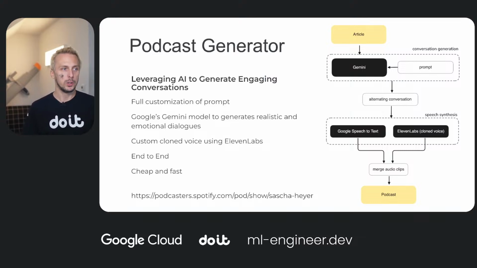So we'll see how this works. And with that, as I said, it's not a lot of tooling we're using. We're using Gemini, we're using Google Speech to Text, and 11 labs. So just 3 different services, and that's it. And then we can have our end-to-end podcast generator.